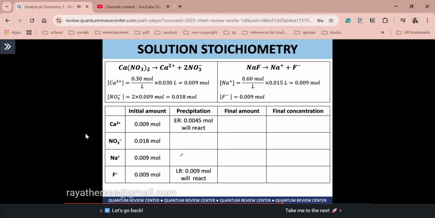So ubos lahat yan, oo, ubos lahat yan. At dahil 1:2 ang ratio, yung calcium half lang ang magre-react sa kanya, 0.0045 mole. Clear tayo ha.